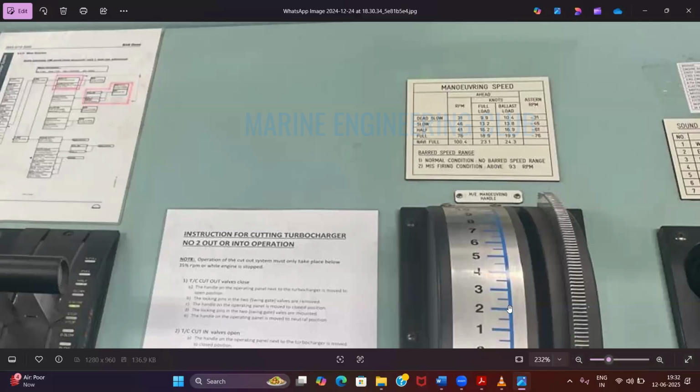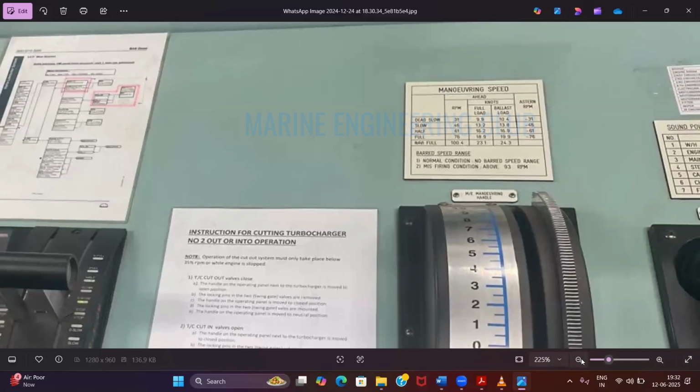Yes, so I have explained this in my vibration class, isn't it? Bar speed range. Who has attended this session? Can you answer this now? I don't have a bar speed range in this ship. Maximum RPM of this ship was around 100 RPM. What could be the reason I don't have a bar speed range or my critical RPM range here?